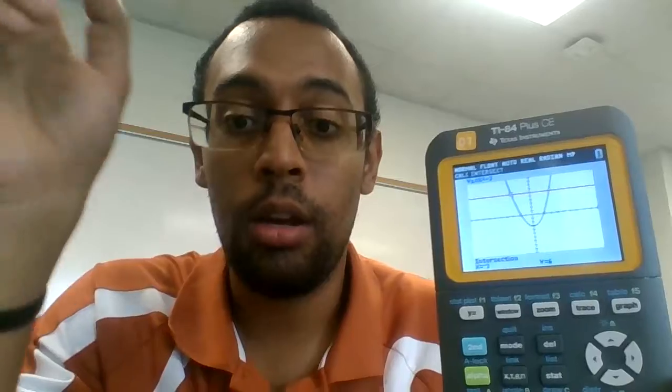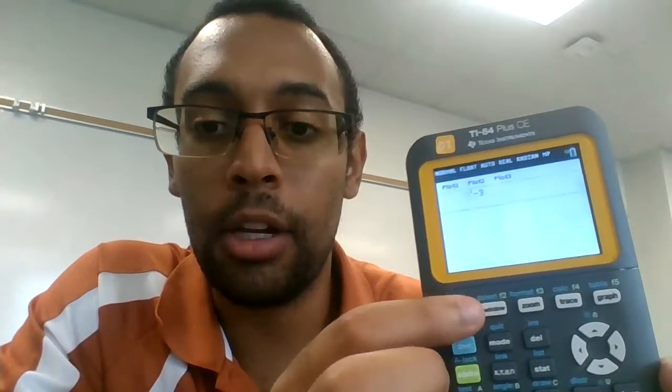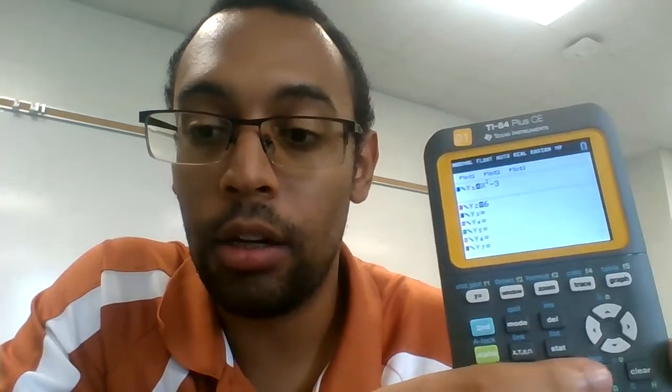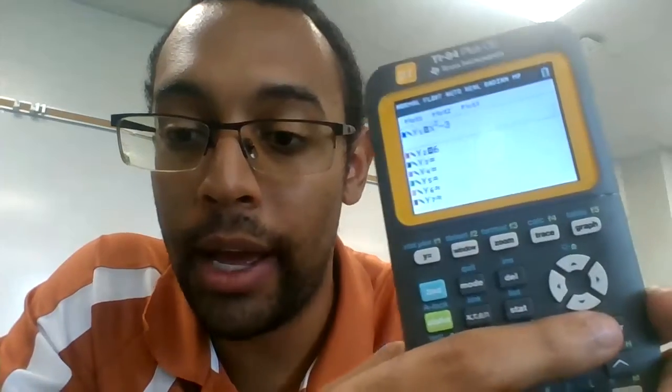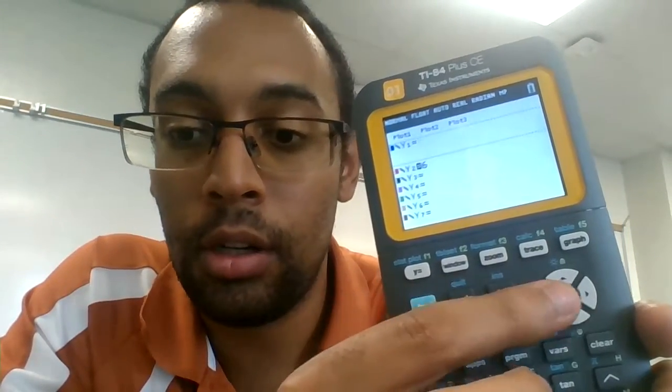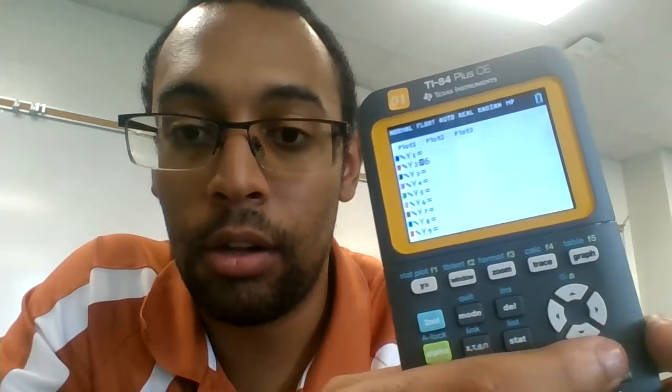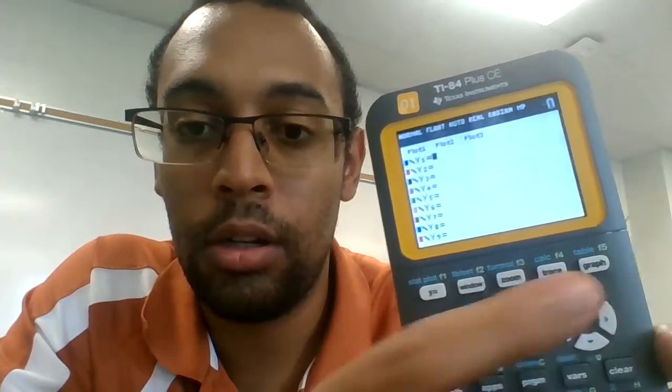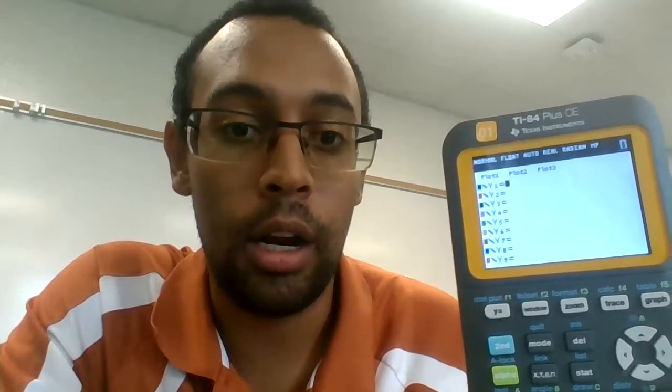X equals 3. All right, so I'm going to go ahead and clear. The clear button is all the way next to vars. I'm going to clear the first one, go down, and clear the second one. Okay, so now it's all clear.